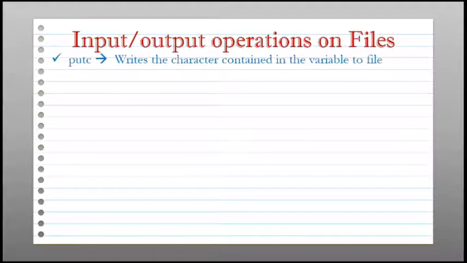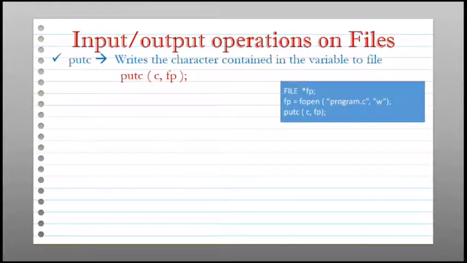This function is used to write the character content in the variable to a file. That means whatever character is present in the variable, we can write in the file. This is the syntax: putc is the function name, and in brackets c and fp. Here c is a variable holding a single character, and fp is the file pointer.